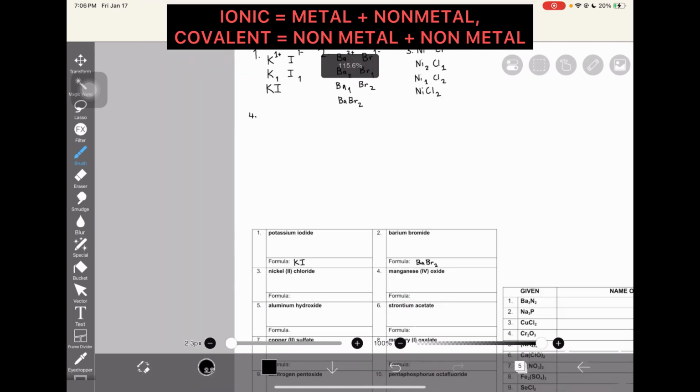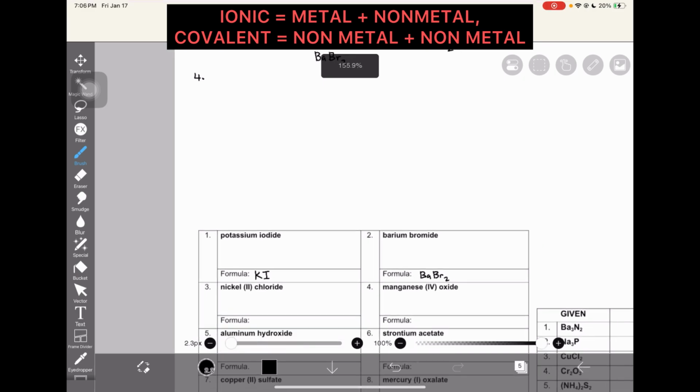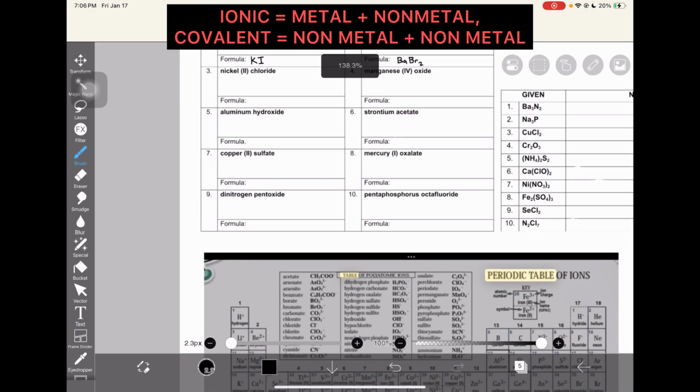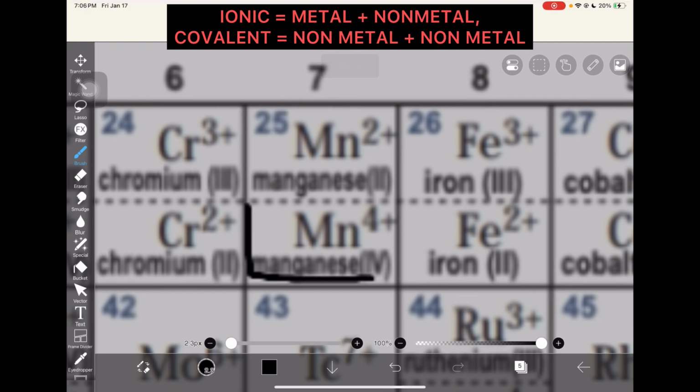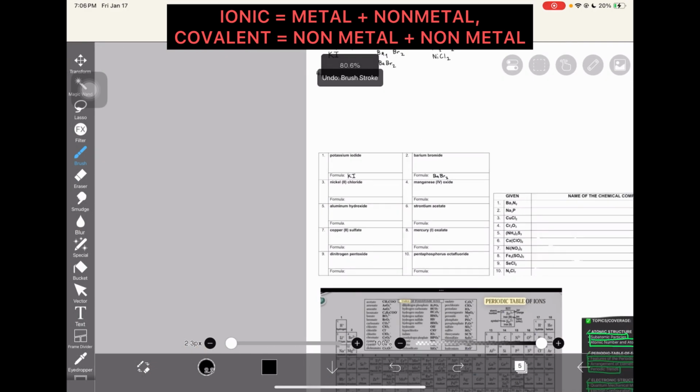Number 4. Manganese(IV) oxide. Let's find manganese. It's over here, and as you can see, it's manganese IV. So Mn 4 plus.